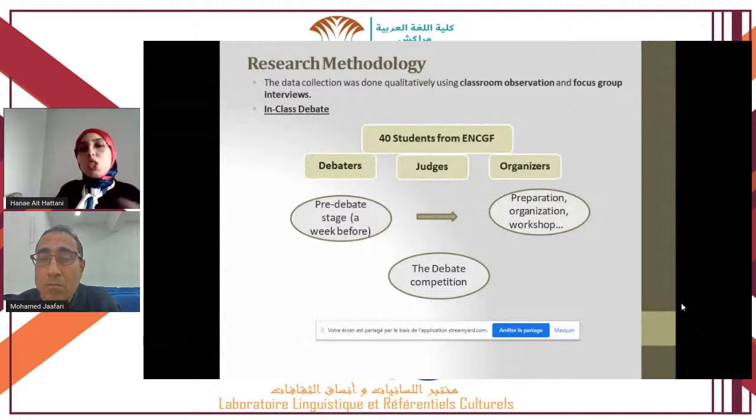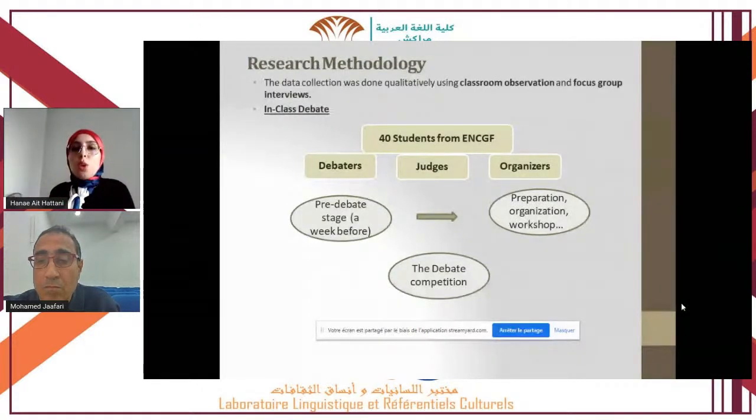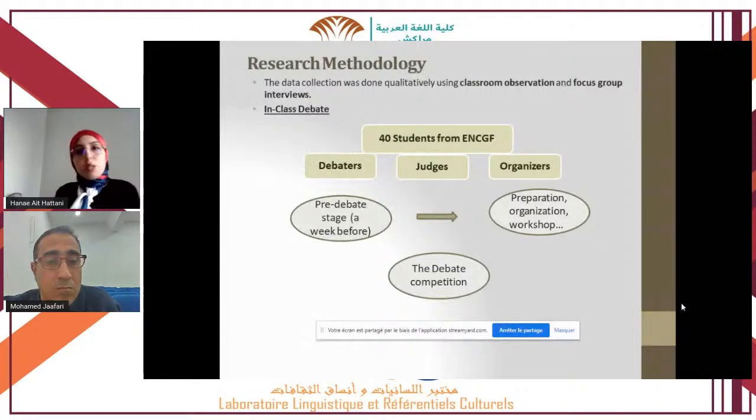These 40 students were divided into three groups: a group of debaters, a group of judges, and a group of organizers. The pre-debate stage was mainly a stage where students were provided with the topics they were working on. It was a stage for organization, and also a stage where participants were invited to take part in a workshop, which was animated by the researcher and another student who was familiar with the debate structure, format, and rules.